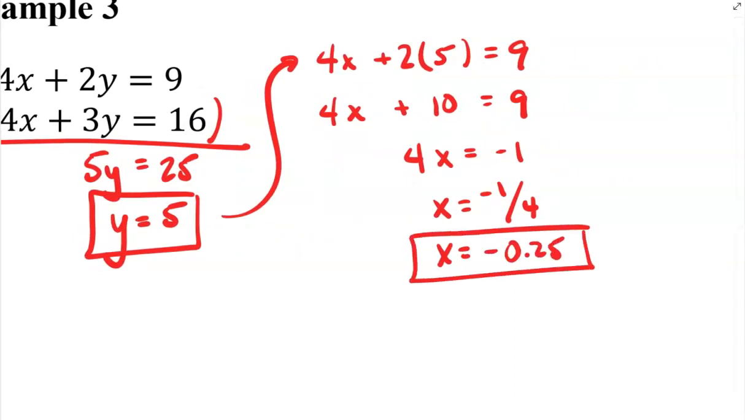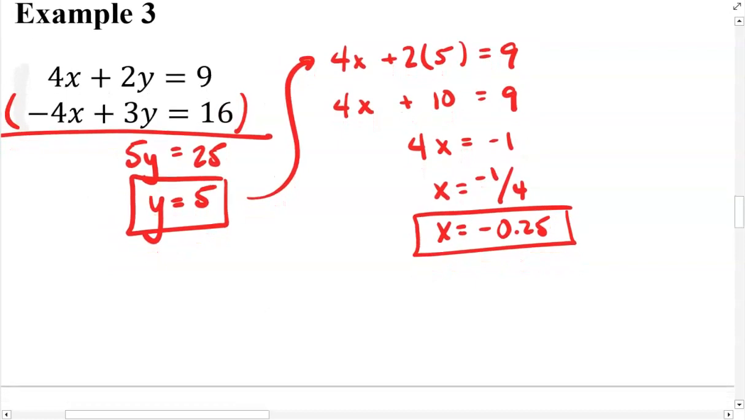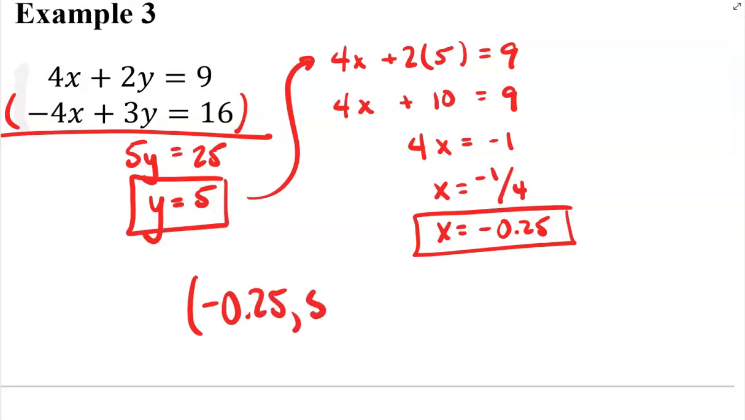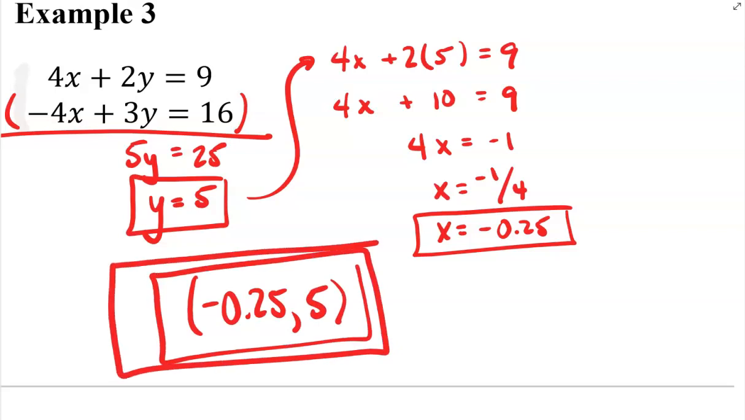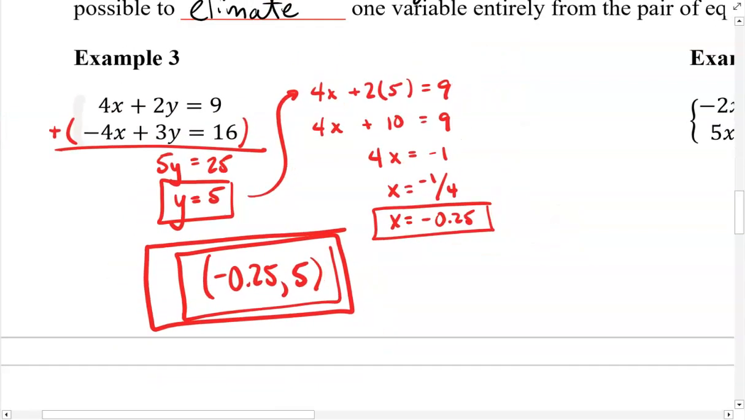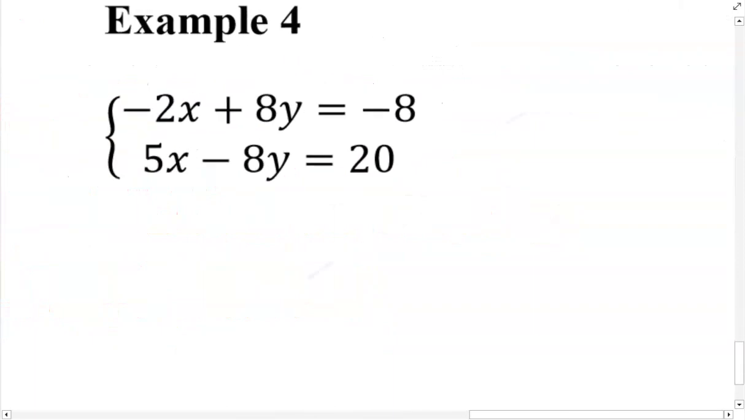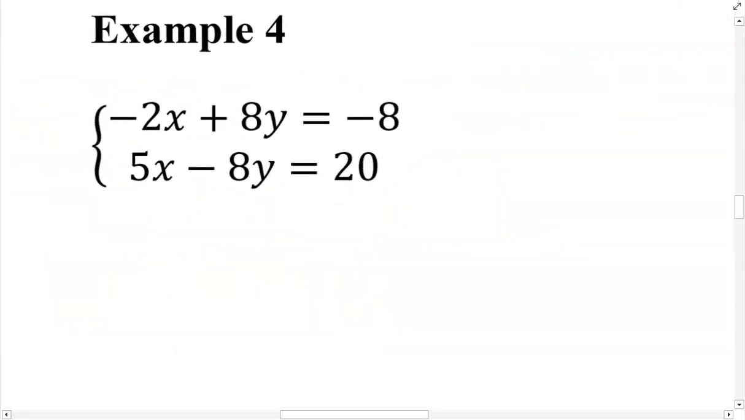And again, we've solved this system, but this time we ended up using the elimination method. Negative 0.25 for our x value, and 5 for our y value. Here's another. Can you tell which variable is going to cancel out?